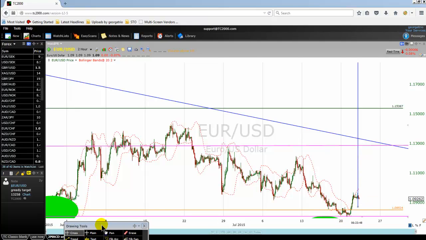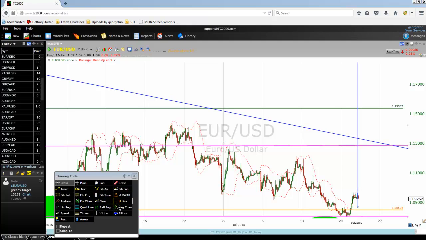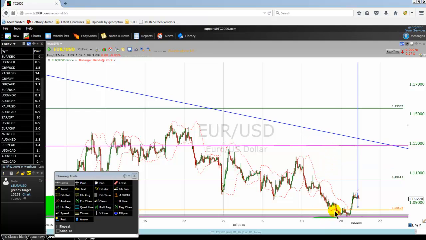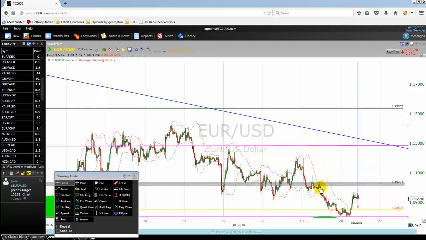Do not forget also the median line of a channel. Whenever you draw a channel, if you don't want to draw the median line of the channel, just be aware of it. Just know where the median line is.